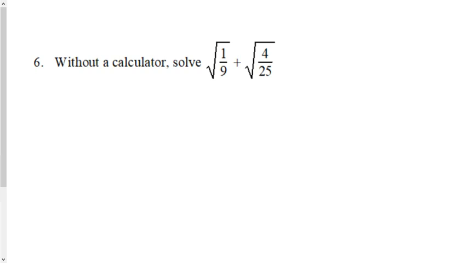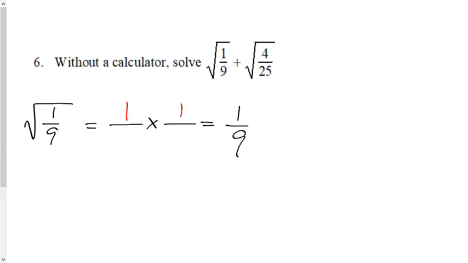Question 6, we're getting into our square roots, which is our chapter 3 on rational numbers, squares and square roots. So we have the square root of two fractions, and both of these fractions are perfect squares. Remember, the square root means what number multiplied by itself gave you 1/9, meaning what fraction multiplied by itself is equal to 1/9. If we think about the numerator, 1 times 1 is 1, and 3 times 3 is 9. So therefore, the square root of 1/9 is equal to 1/3.